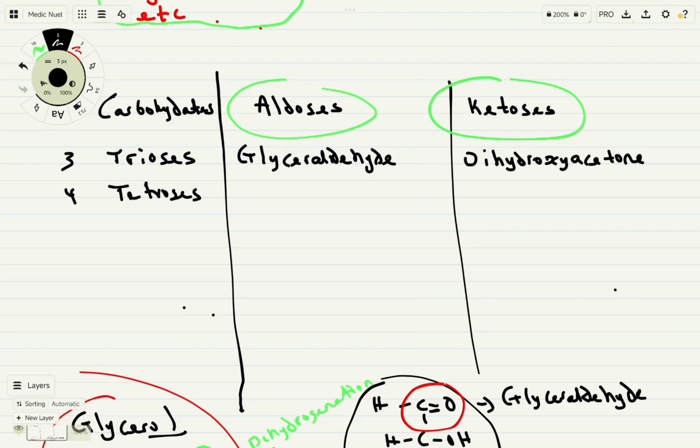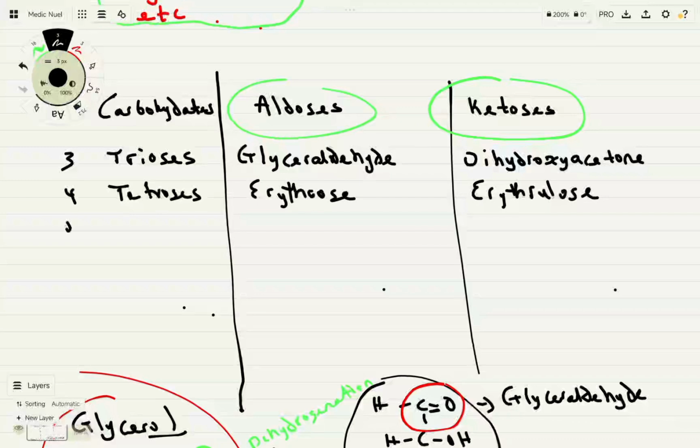And what is the aldose for tetrose? It is called erythrose. And for the ketose it is called erythrulose. So most of the time, whenever we have a name for an aldose, the ketose name is always ending with rulose. So that's for erythrose and erythrulose.